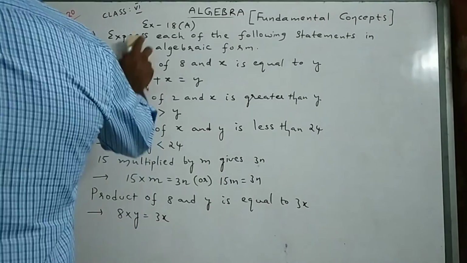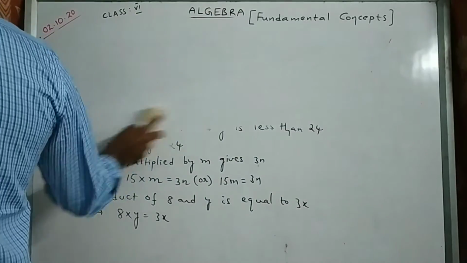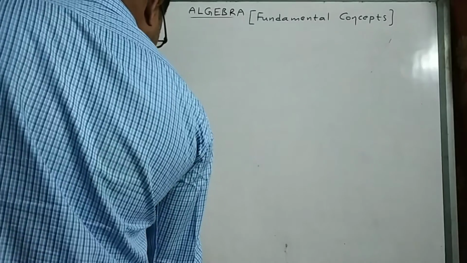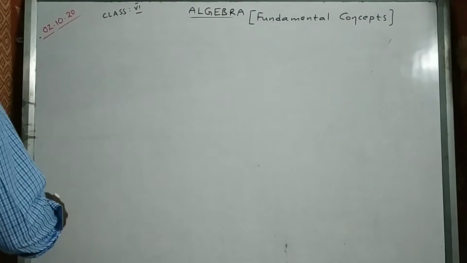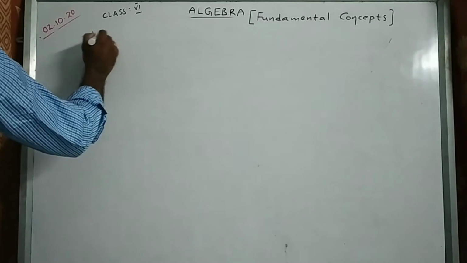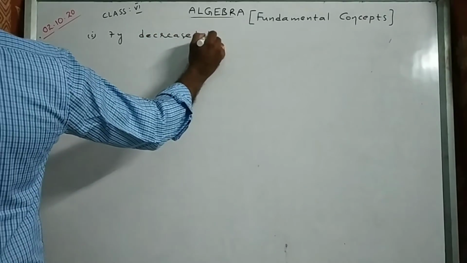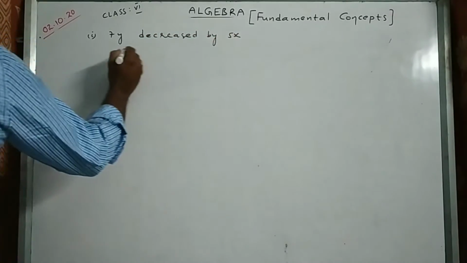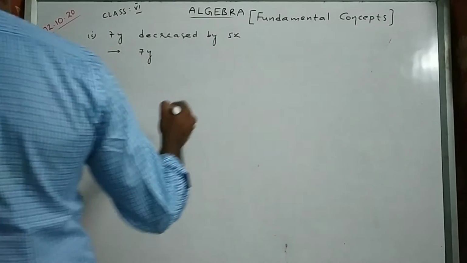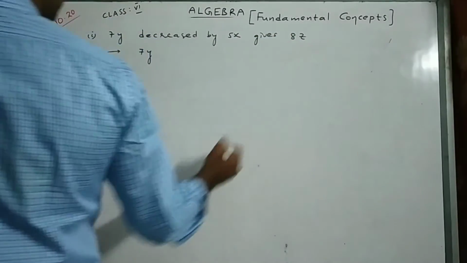We will see some more. So the remaining you can do yourself. What is left? Go through the textbook always. 7y decreased by 5x gives 8z. So how do we write this?